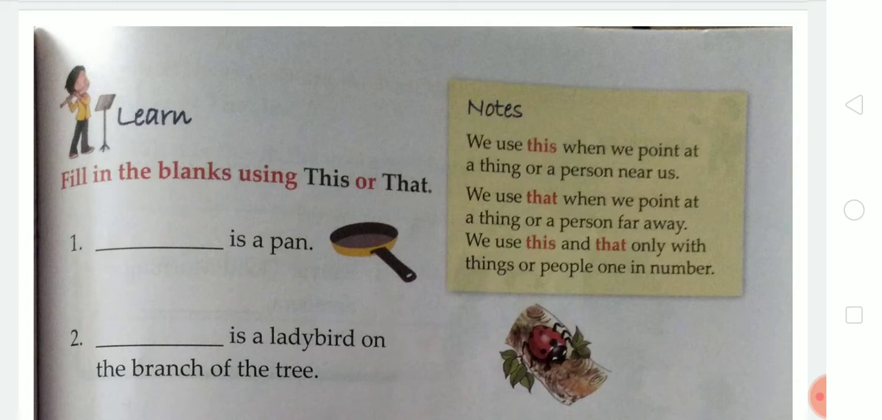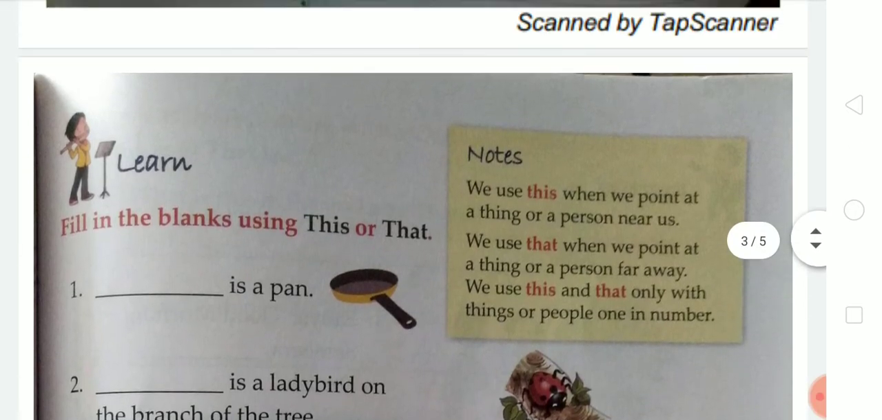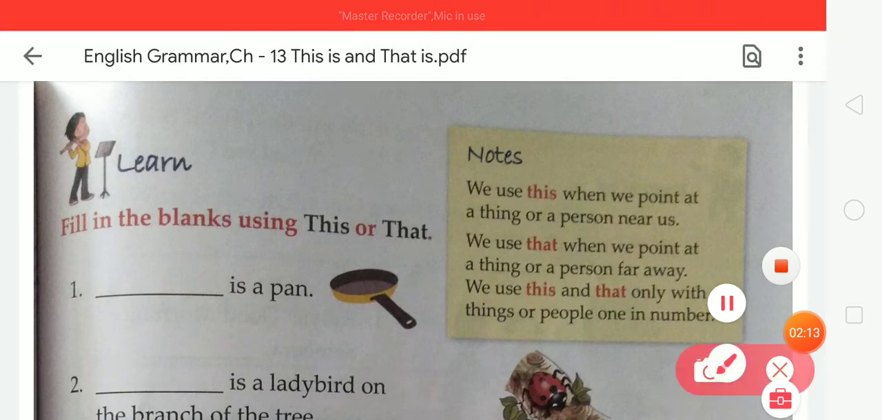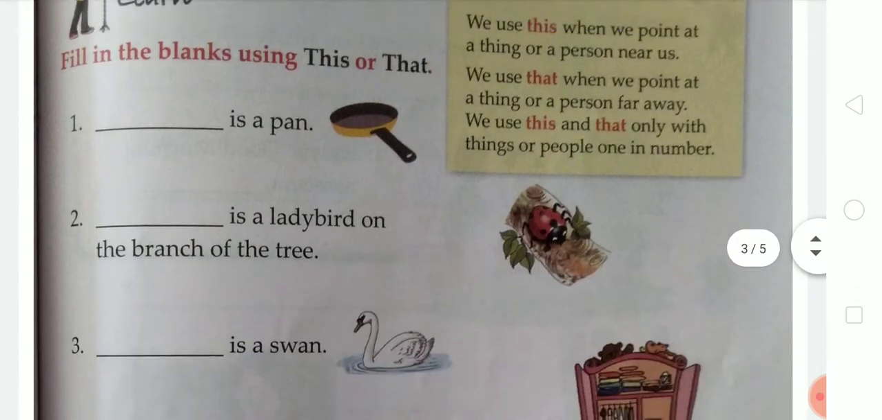Before doing the exercises we have to read these notes, and we have to remember these given notes. We use this when we point at a thing or a person near us. We use that when we point at a thing or a person far away. That is the first and this is the second. In third, we use this and that only with things or people that are one in number. Students, you have to always remember we have to use this or that with a singular number. So let's do the given exercise.